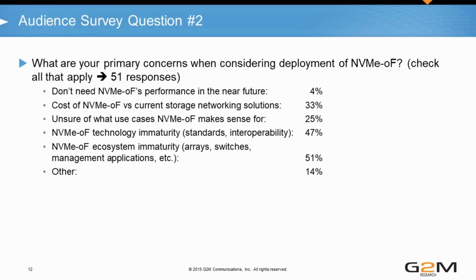Number 1, we just don't need the performance in the near future. Number 2, the cost. We're afraid NVMe over fabrics is going to cost more than what we're currently buying. Number 3, we just don't know what use cases it's good for. 4th, the technology just isn't mature: standards, interoperability, or the basic storage guy's excuse, I'm going to wait a couple of years and let somebody else make a mistake. Number 5, NVMe over fabric ecosystem immaturity, that there aren't enough arrays, switches, or management applications, or that they don't interoperate right. And of course, the always popular other.